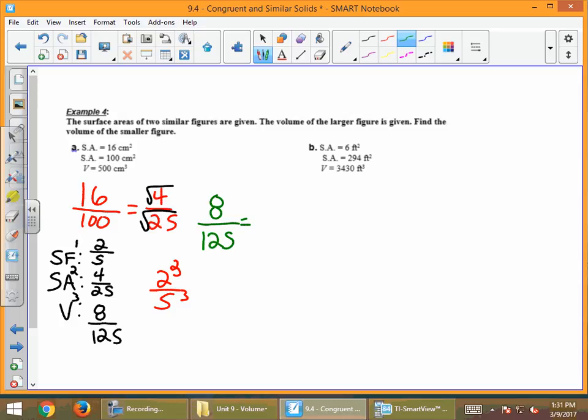It's the larger one. In a ratio, which one do you think in a fraction? Do you think the top one's going to be the larger one or the bottom one? The bottom one. So this goes down here on the bottom. 500. And this one we don't know. We're trying to find that volume. How do you solve a type of problem like this?